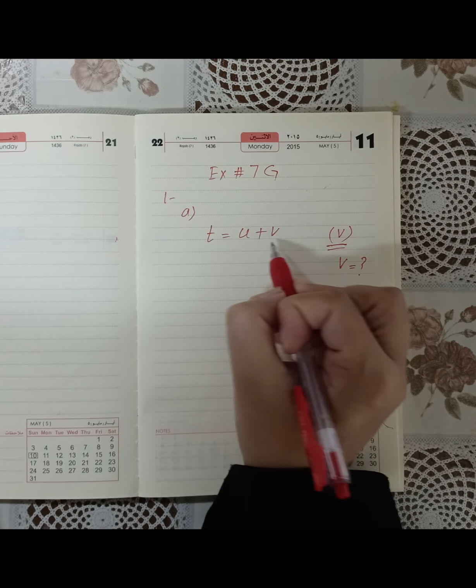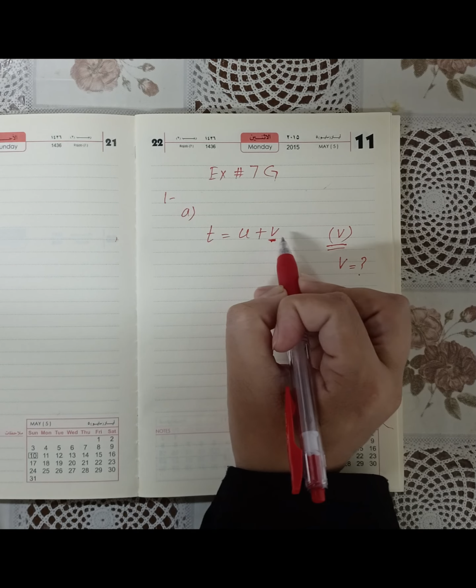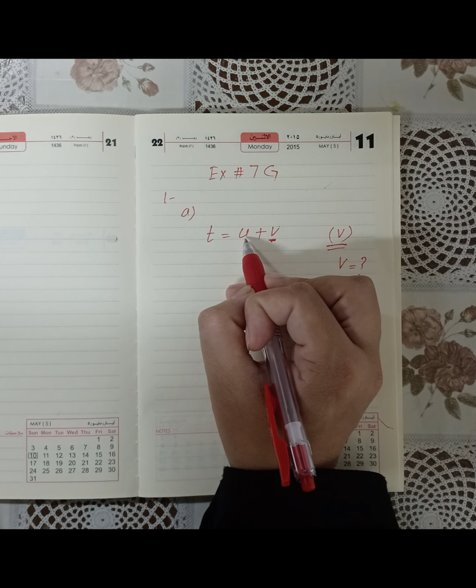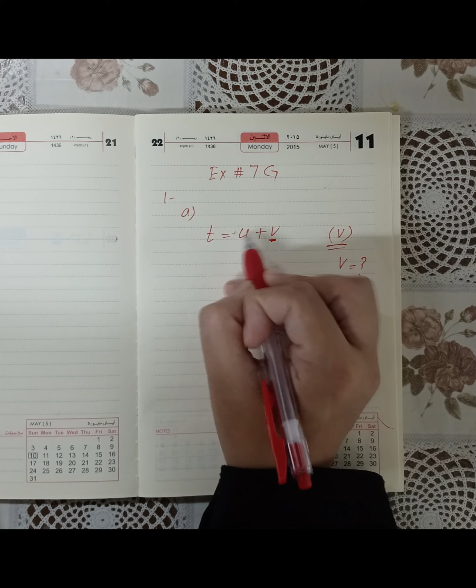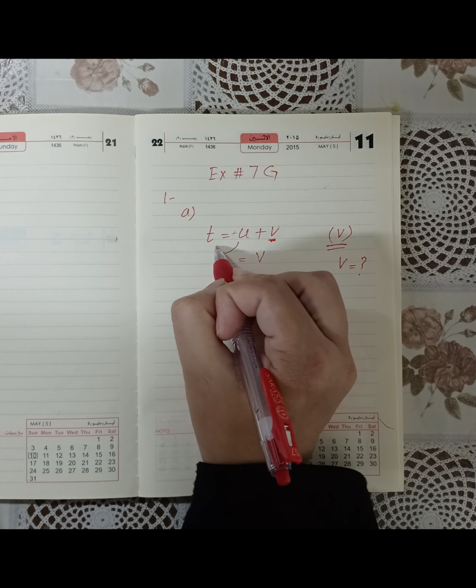How can we find v? Here is v. So we have to separate this v from u. So u is being added here. Okay, how can I separate u? I can send u to the other side.